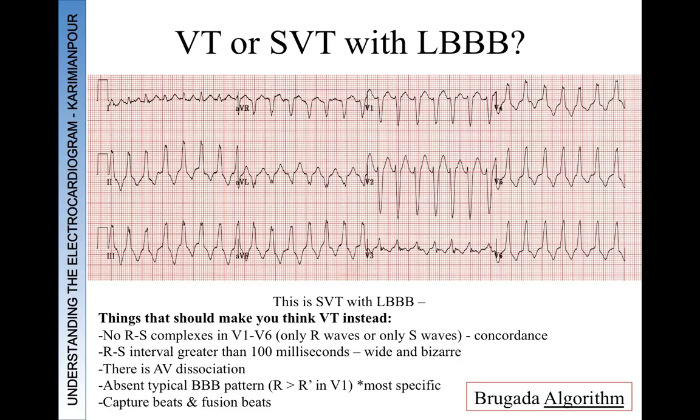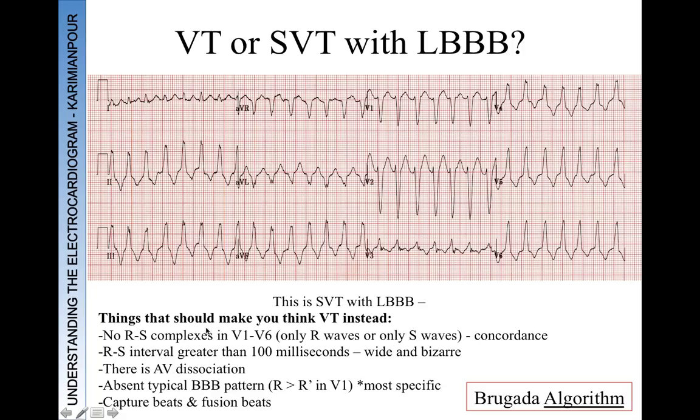Here we see again, V1, V2, even V3 a little bit. That's the transition point that's trying to happen. V1 and V2 are negative, V3, V4 is a transition point, and V5 and V6 are positive. So there's discordance, there's R wave progression, which makes you think that this is SVT. If the RS interval is greater than 100 milliseconds, so if it's wide and bizarre, and it looks a little bit more bizarre, then it should make you think VT.